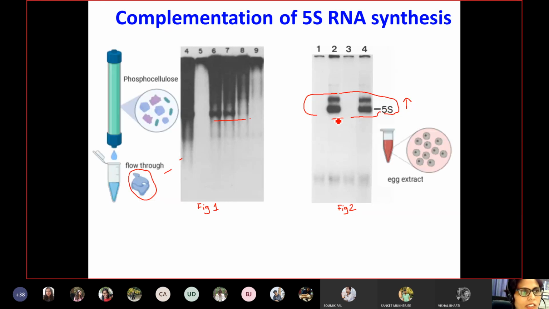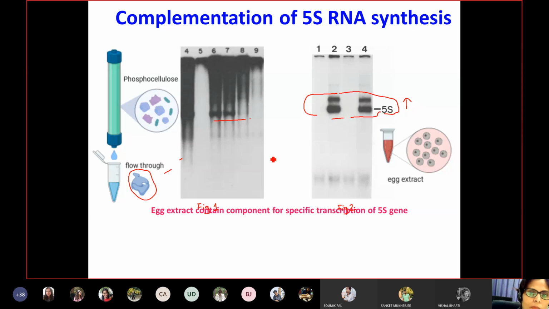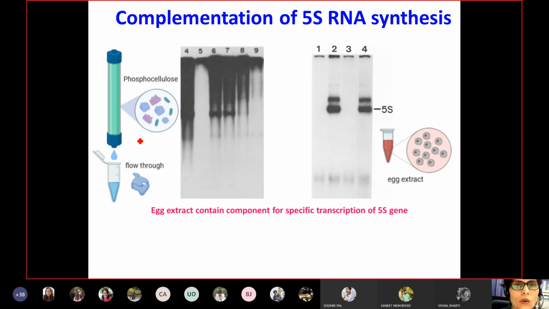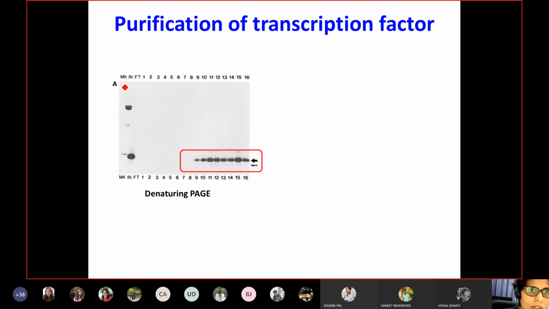So therefore, from this whole experiment, it seems that the egg extract contains components for specific transcription of the 5S gene. Now they wanted to extract this specific factor, and for that they again fractionated the components of the phosphocellulose eluate. So what you see here are the different fractions coming from the phosphocellulose eluate. This is the marker, MK. This is the input, so all the fractions that were there, and this is the flow through.